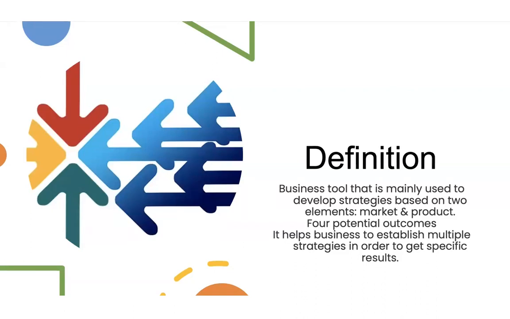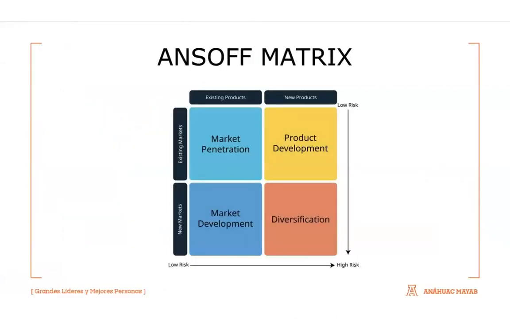Another thing is that you are going to have 4 potential outcomes, and that outcome will lead you into a better strategy, to be specific. The Ansoff matrix is established, as I already mentioned, based on markets and products. But we're going to do a sub-classification between markets and products. As you can see here, we have new markets and existing markets, existing products and new products. Depending on the combination of these two elements, we're going to have 4 potential results: market penetration, product development, market development, and diversification.